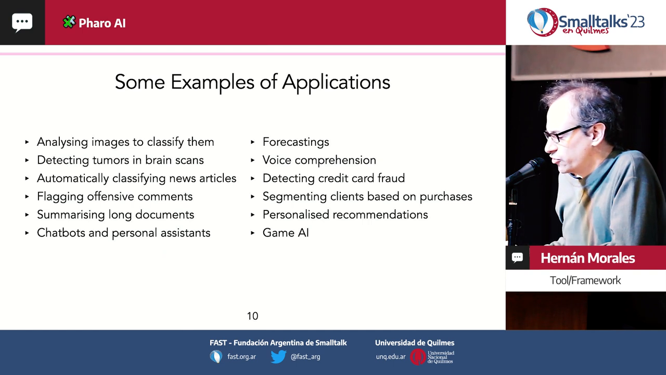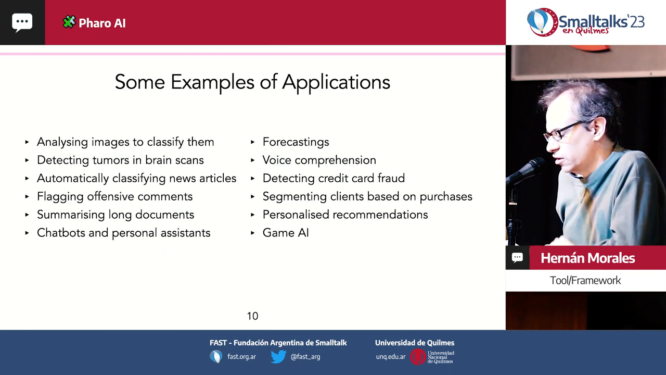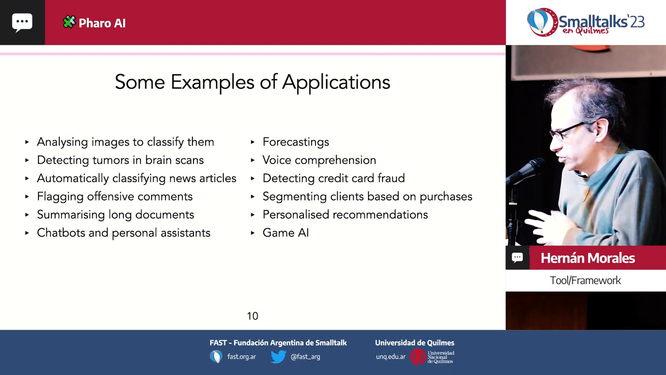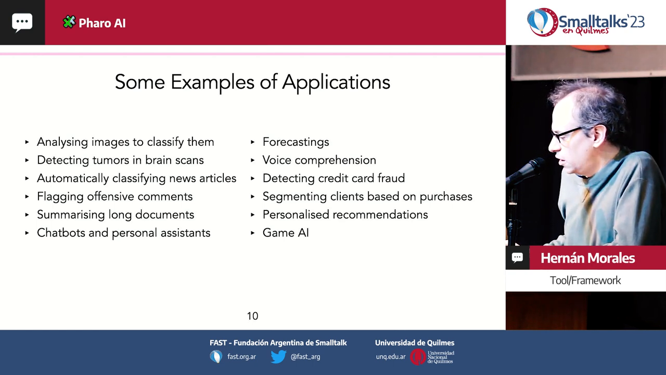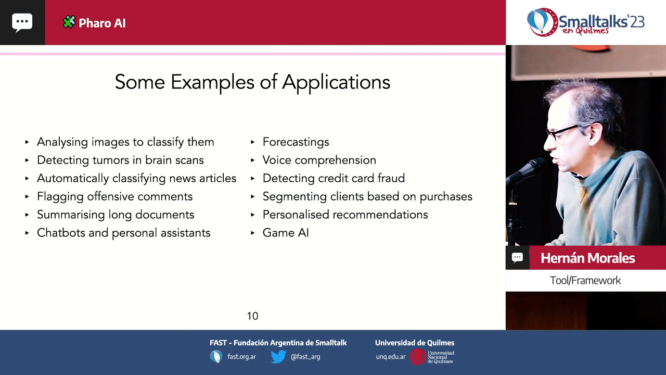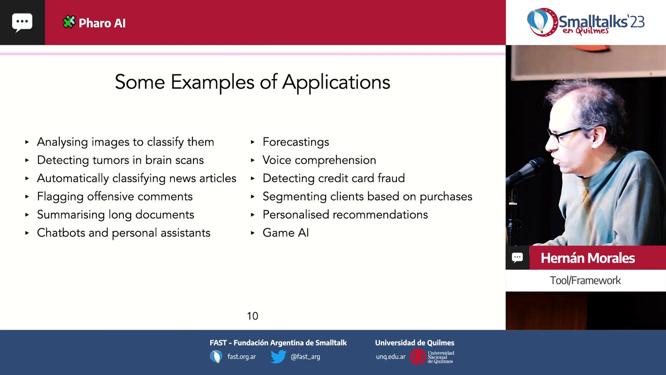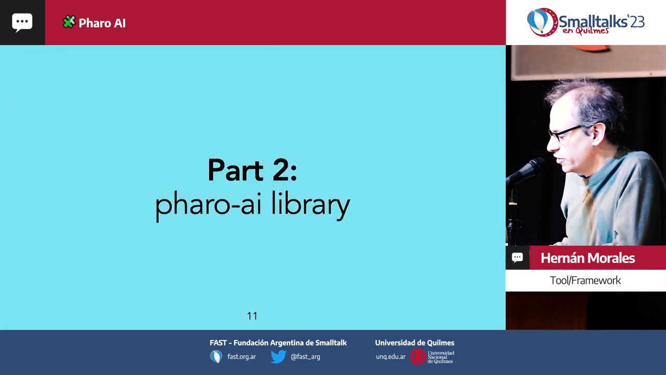So some examples of applications are image classification, disease detection, text summarization, of course a lot of forecasting, especially in the financial domain, and of course segmenting clients using unsupervised classification. So what do we have in the Pharo-AI library?